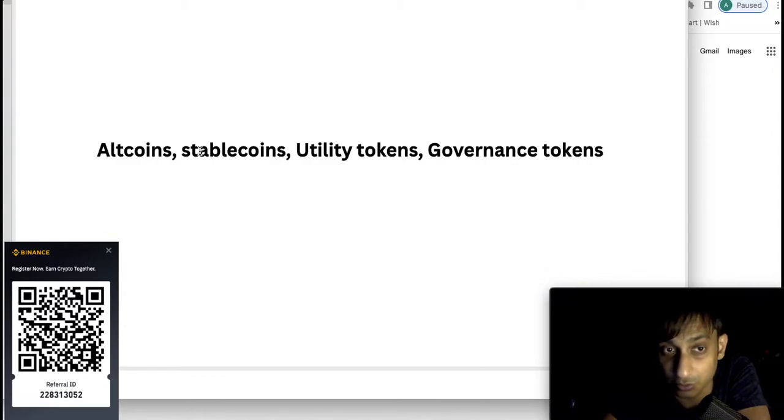Then come the utility tokens. A lot of tokens can be categorized, even the altcoins. I mean, a lot of altcoins can be categorized as utility tokens when there is a utility. For example, Ethereum has a great utility. It is also a utility token.